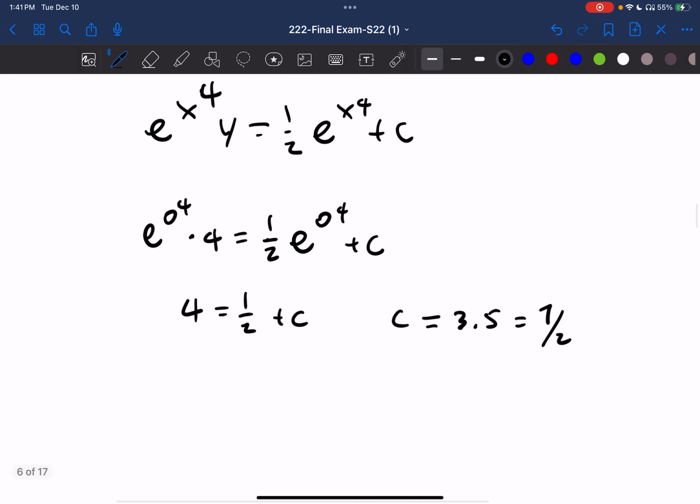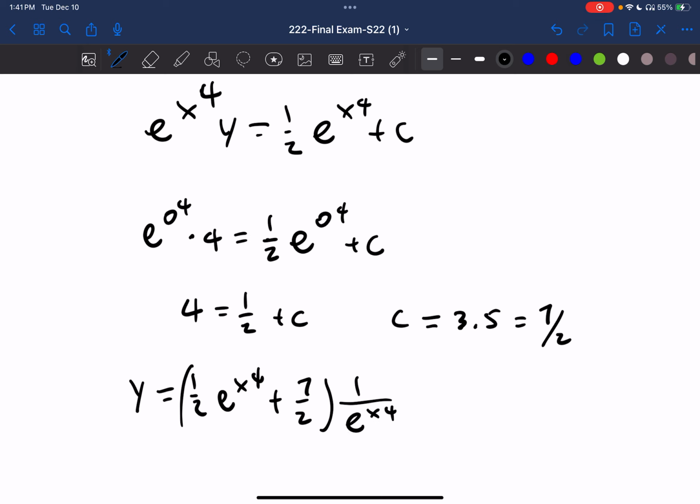Now plugging in what we know for c, y will be equal to 1/2 e to the x to the fourth power plus 3.5, or 7 divided by 2. Take this entire thing, multiply by 1 over e to the x to the fourth power. And this will be our answer.